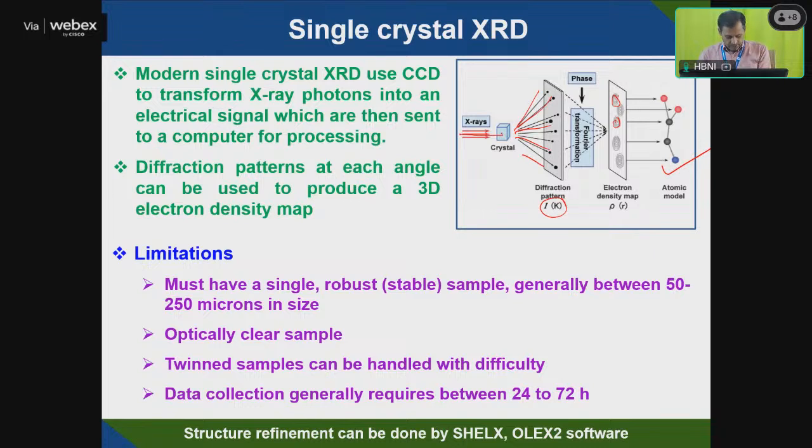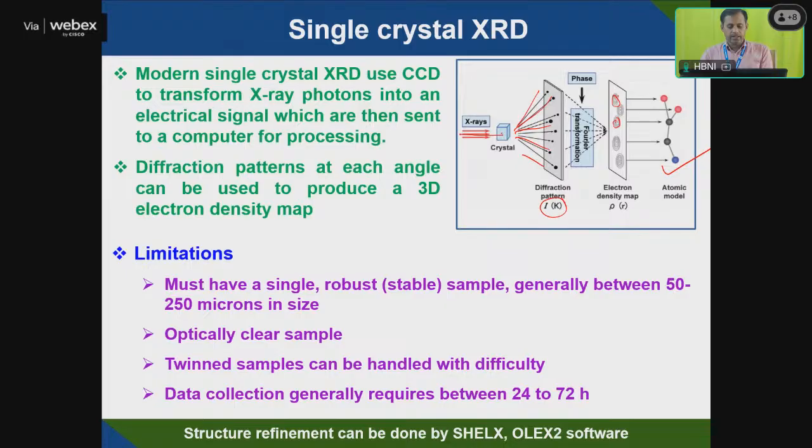And then, since you are doing X-ray diffraction analysis, the sample has to be optically clear. There should not be any defect centers or obstacles inside, so it's optically clear, and a twinned sample can be handled. Like if a sample has a twin, or some surface is broken, you have to handle it carefully.